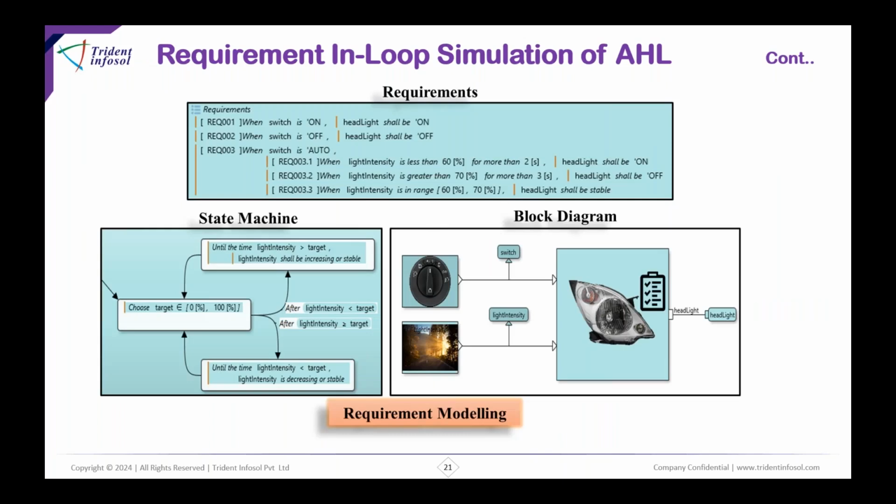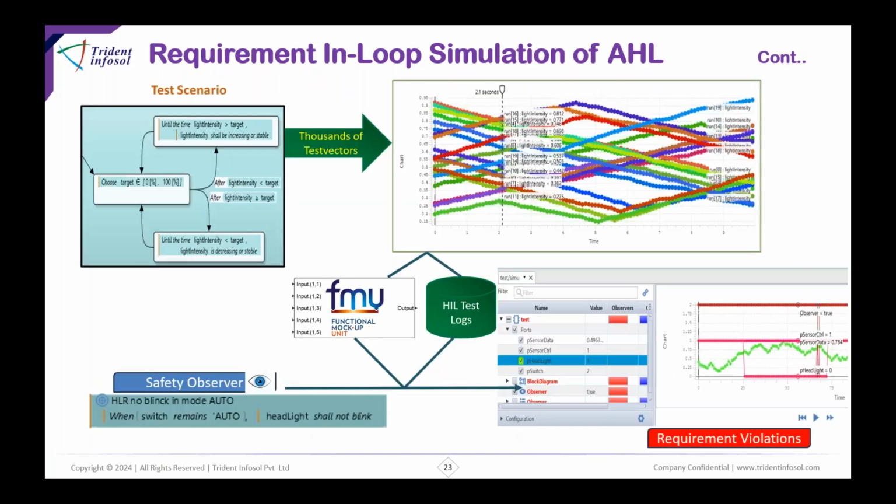So we have features of Stimulus for which we can write the requirements in textual format. We'll be having a standard library inside the tool, which we can use to write the requirements, and it also allows us to create state machines and block diagrams. So we can do requirement modeling and then simulate those requirements. And also, as I explained, we can generate numerous test vectors automatically.